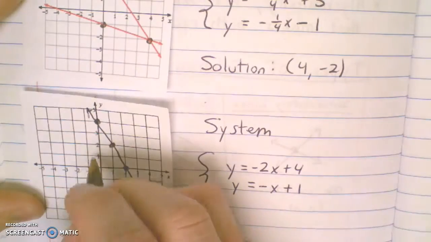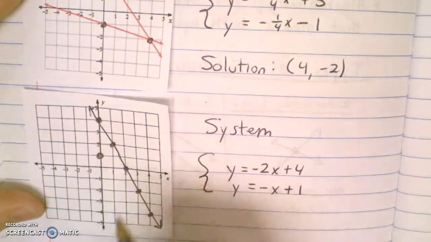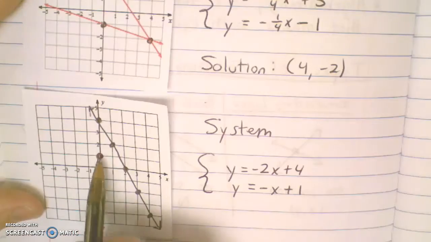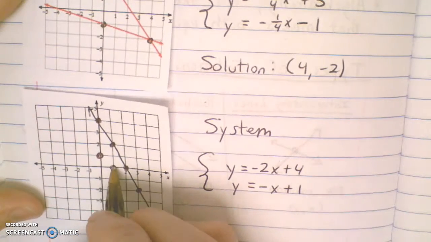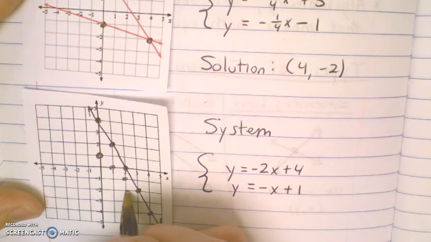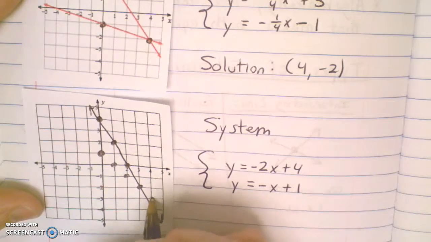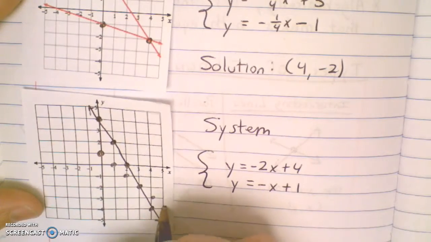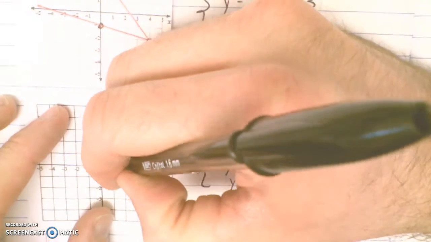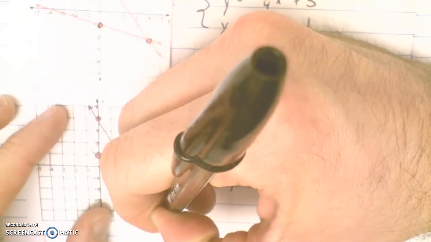And the next line is negative x plus 1. So the y-intercept is at 1. I'm going to go down 1 over 1, down 1 over 1, down 1 over 1, down 1 over 1, down 1 over 1. And this is why we wanted to get precise, because it gets a little challenging to see just exactly where they're crossing.